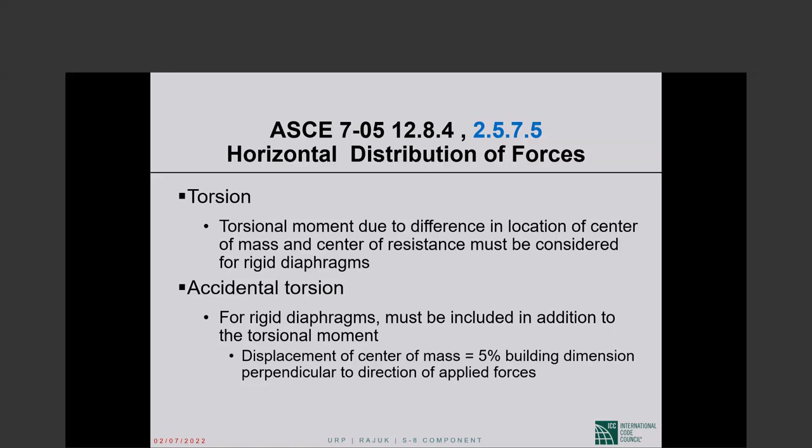And the accidental torsion is the story shear multiplied by 5% of the plane dimension perpendicular to the story shear. Now, there was a time, a long time ago, when we used to design for the actual torsion subject to a minimum of the accidental torsion. But those days are long gone.